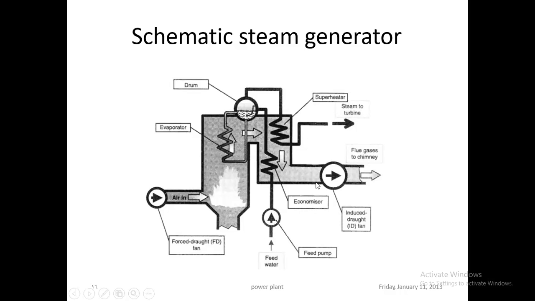Economizer already discussed, and furthermore the flow of gases. These are the flue gases, and those gases are flowed out from the chimney. These are the kind of gases which are carbon emissions and toxic gases. After treatment, they can flow out from the chimney. This is the induced draft or ID fan, which can extract the gases and release them into the air. In the last session we discussed these topics.